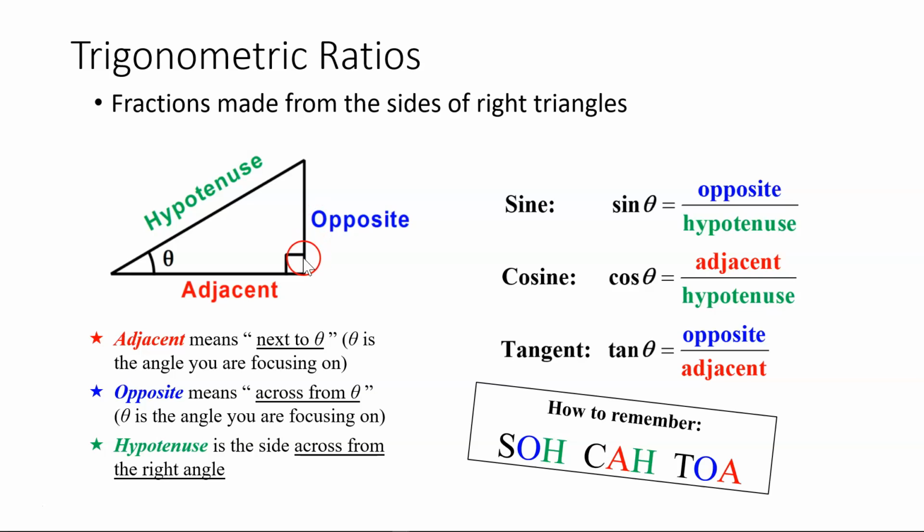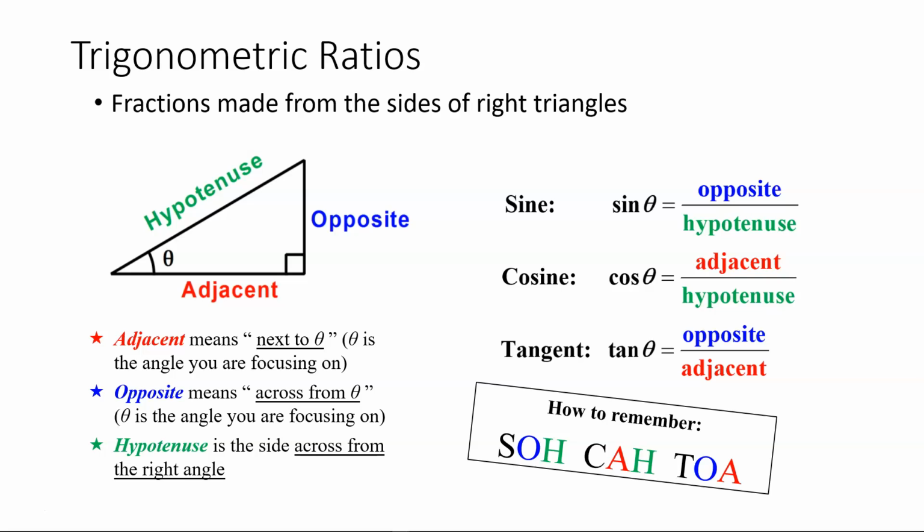And the hypotenuse is always the side across from the right angle. So if you find the box that makes the right angle, the corner of the box is always pointing to the hypotenuse. Sometimes people get adjacent and hypotenuse mixed up because they're both right next to theta. So it can help if you start by finding the hypotenuse. Look for what that corner of the box is pointed to. That's the hypotenuse. And the other one that's next to theta is adjacent.